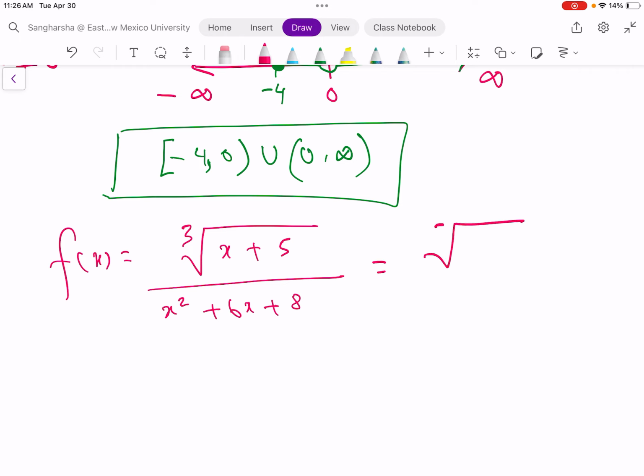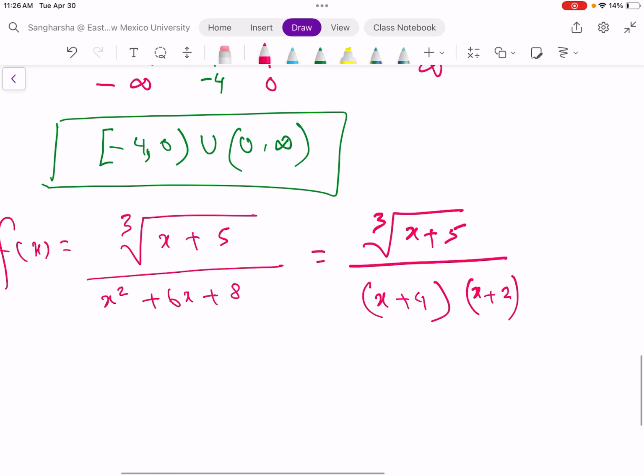So we have the cube root of x plus 5, divided by, we use the FOIL method. x is the first term. So two numbers whose product is 8 and sum is 6, which are positive 4 and positive 2, right? So can you tell me the x for which our denominator is equal to 0? When we choose x equal to -4 and -2, our denominator is equal to 0, right? So we can't have these numbers in our domain. So x can't be equal to -4 and -2.